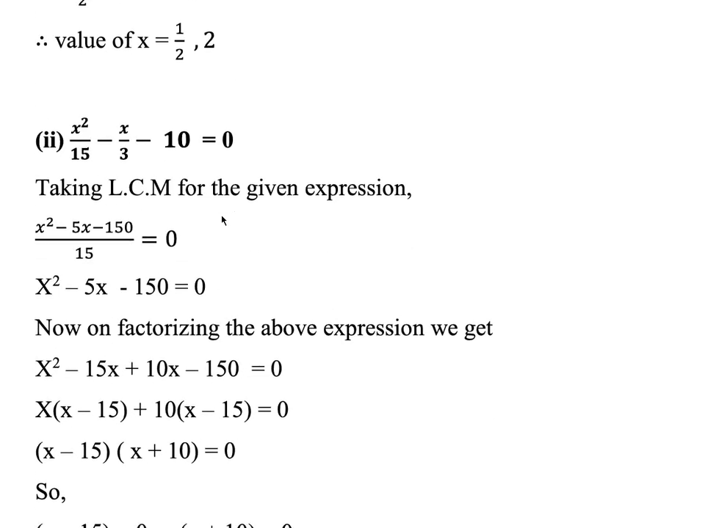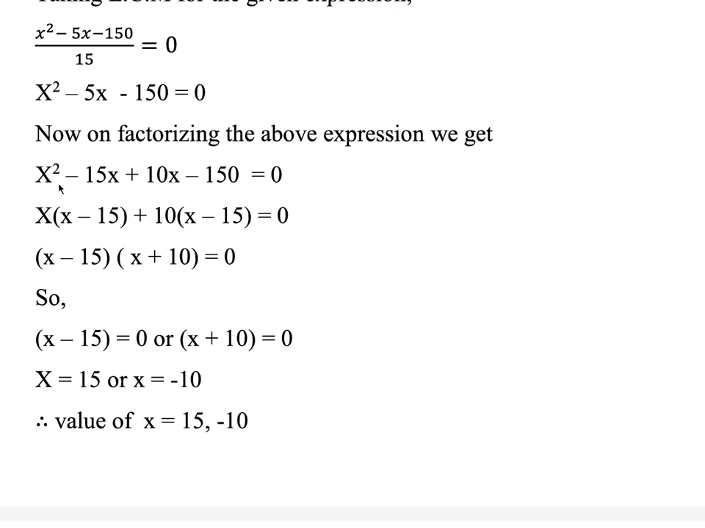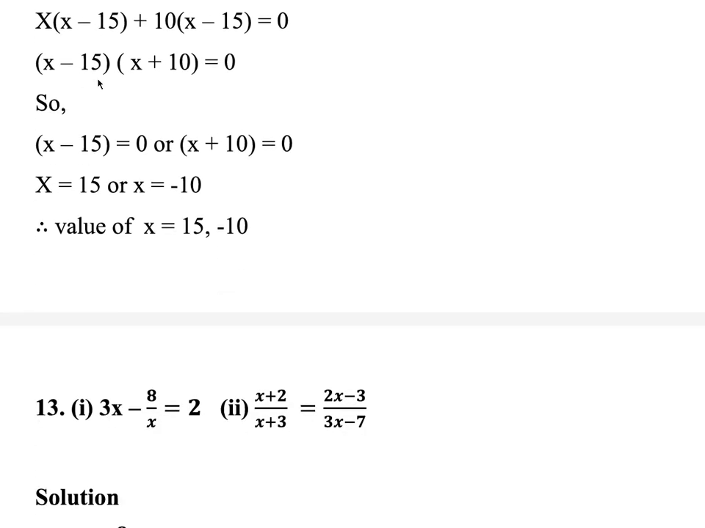Come to the next problem, x square divided by 15 minus x by 3 minus 10 is equal to 0. We will go for the LCM method, and we are getting x square minus 5x minus 150 is equal to 0. After that, by the middle term factorization method, you will get (x minus 15)(x plus 10) is equal to 0. If x minus 15 is equal to 0, the value of x will be 15, and if x plus 10 is equal to 0, the value of x will be minus 10.